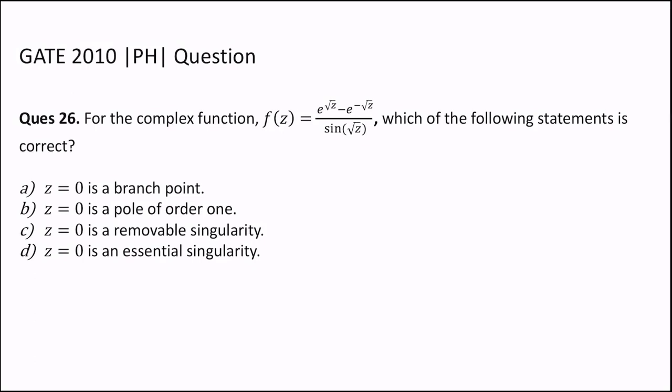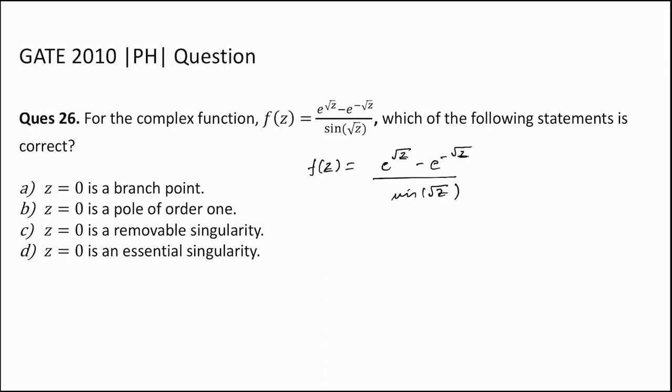Hi, in this video we are going to solve question number 26 of GATE 2010 physics paper. The question is from complex analysis, mathematical physics. The question is, for the complex function f of z is equal to exponential root z minus exponential minus root z upon sine root z, which of the following statements is correct? So basically we have a function which is in the form f(z) is equal to exponential root z minus exponential minus root z upon sine of root z.